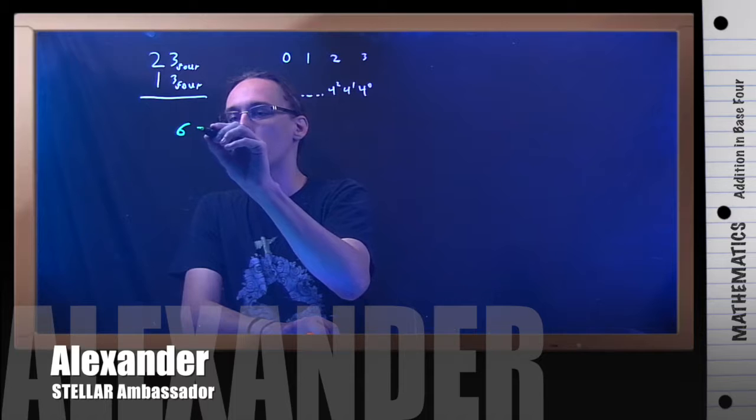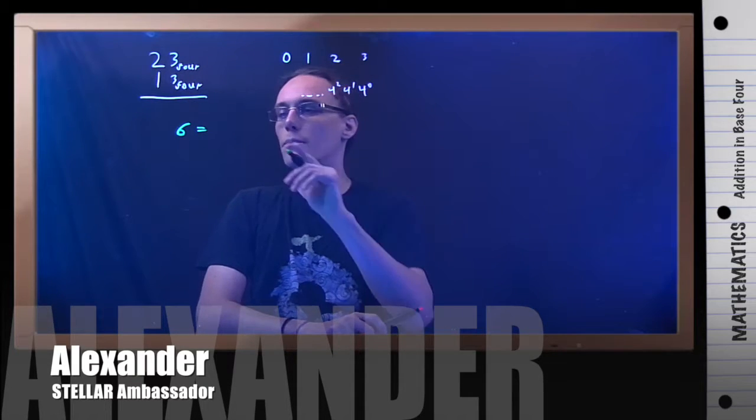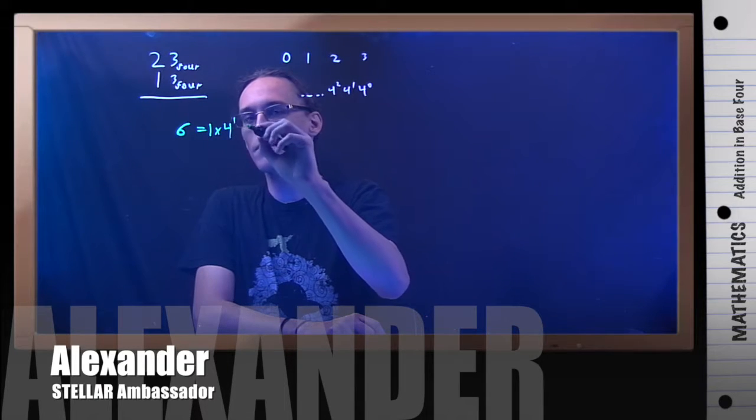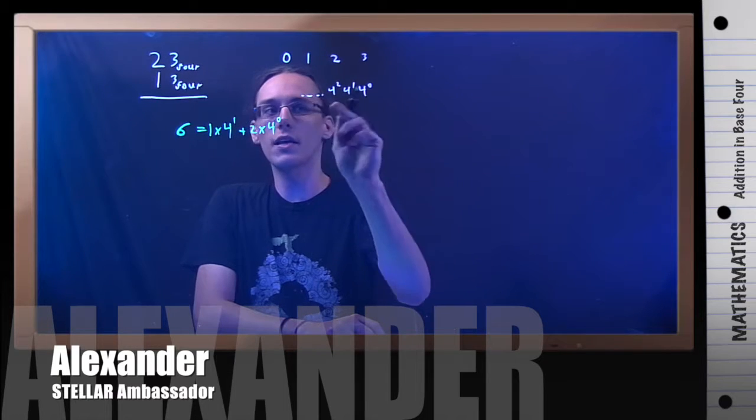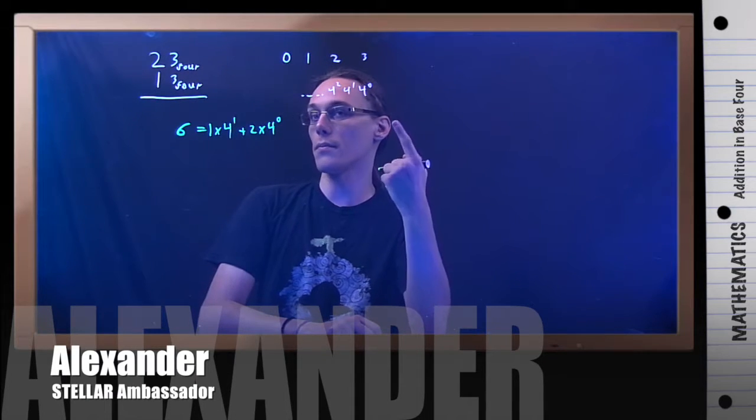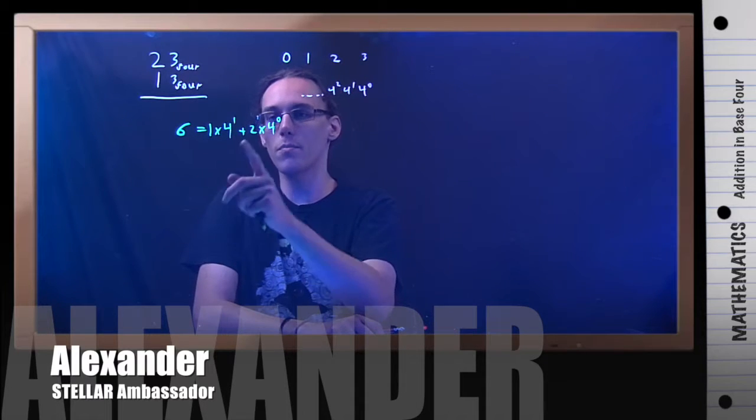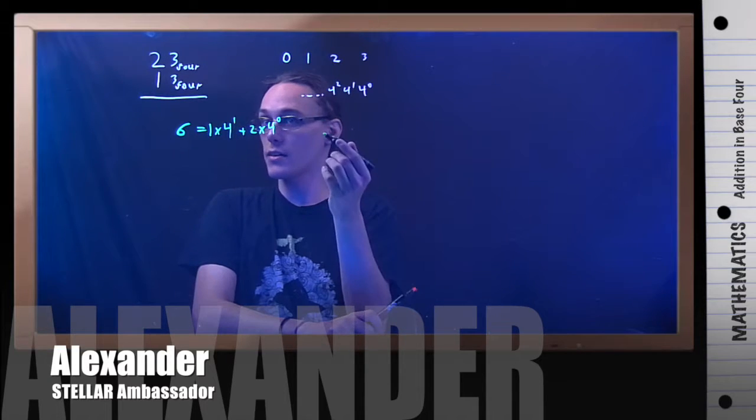So what we have to do is think of how we can break up 6 in terms of 4s. So 6 would be one group of 4 to the 1 plus 2 groups of 4 to the 0. Recall that anything raised to the 0 power is just 1. So 6 is equal to 1 times 4, which is 4, plus 2 times 4 to the 0, which is 2. That's 4 plus 2, which is 6.